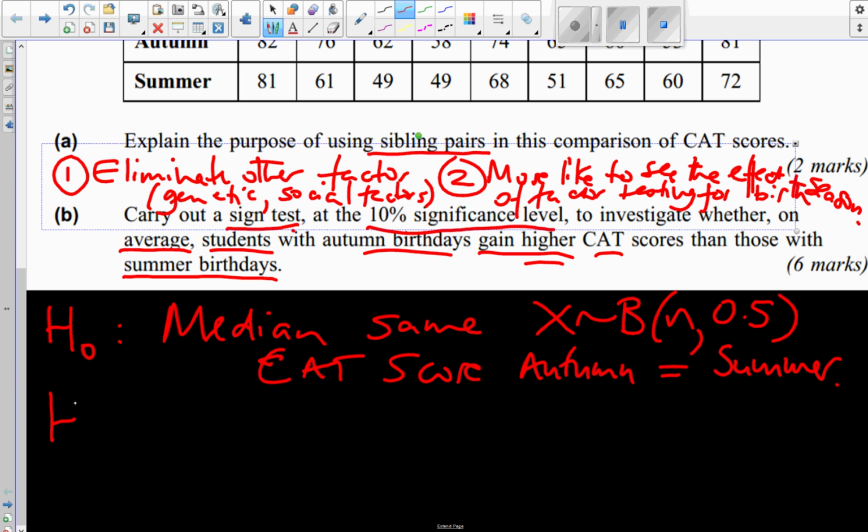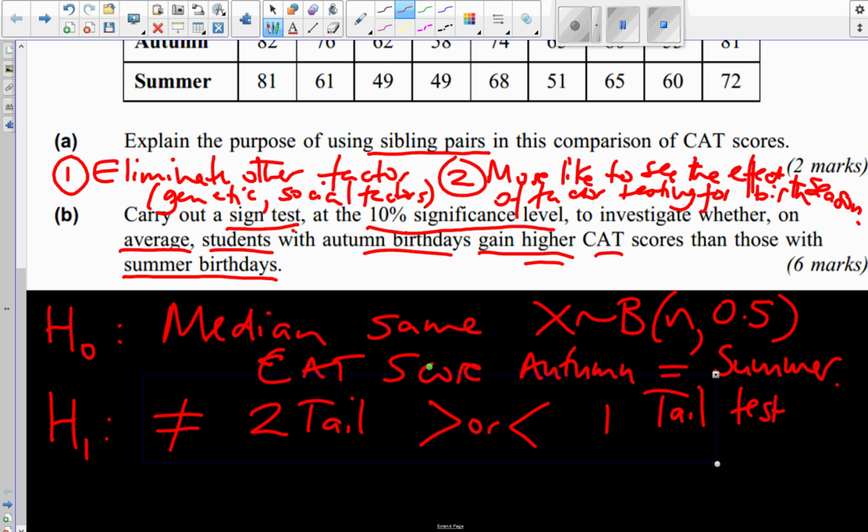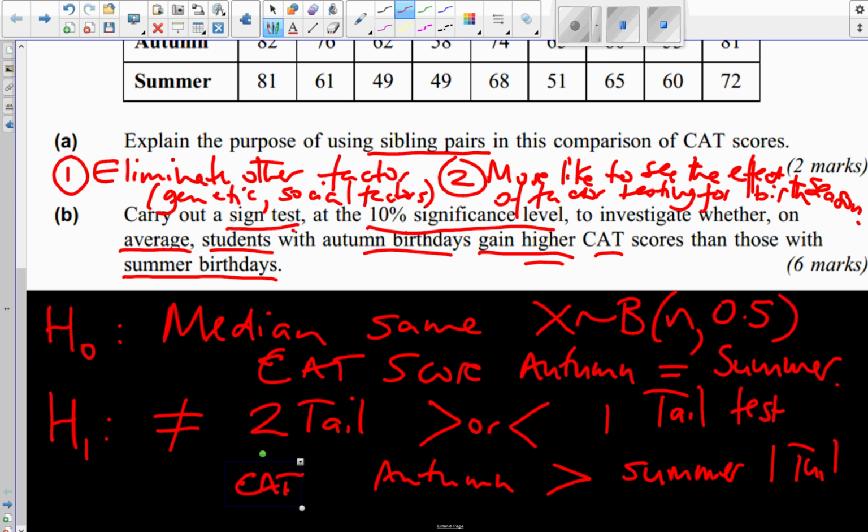Then we've got to look at our alternative hypothesis, H1. Now, here we've got to look for what the question's asking us, because we could have a form that says not equal to, which is a 2-tailed test, or we can have something that's greater than or less than, in which case we're going to have a 1-tailed test. In this case, they are telling us in the question that the test is whether the CAT scores for the autumn born are greater than the CAT scores for the summer born. So that's giving us a 1-tailed test. Yeah, we're okay with that.